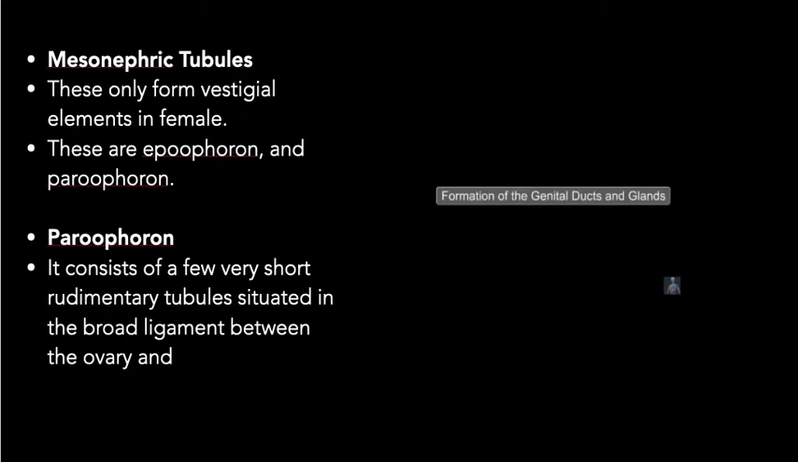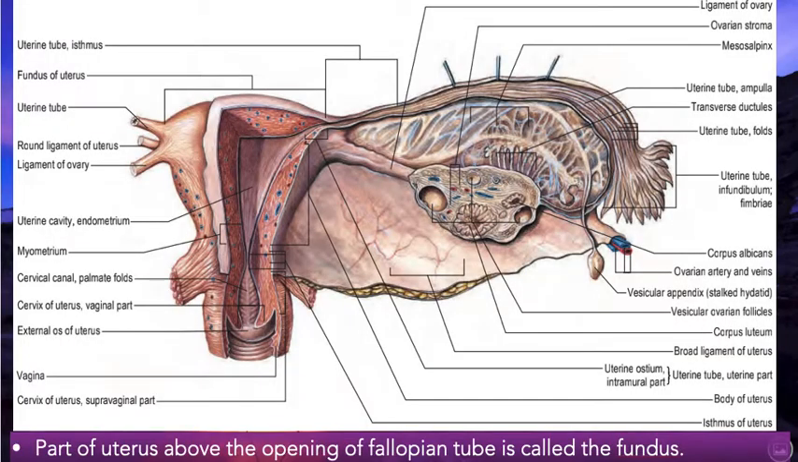Now, the mesonephric tubules, these are only the vestigial elements in females, and they are the epiphoron and the paraphoron you have seen before. The paraphoron, a very short rudimentary tubule situated in the broad ligament of the ovary. I'd like to show it to you, the paraphoron here. So you can see these transverse ductules over here. This is basically the vestigial part, right? These are the remnants of the tubules.